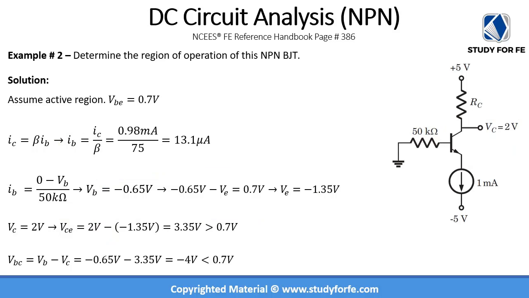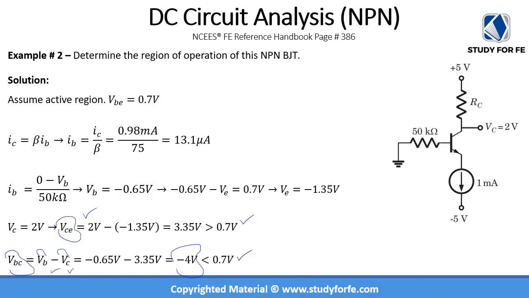In some textbooks, you will find this condition where they ask you to check whether it is operating in the active region or not. If VCE is greater than 0.7 volts, you're good. In the NCEES FE reference handbook, you have VBC. The VBC needs to be checked, and VBC has to be less than 0.7 volts. So VBC is equal to VB minus VC. We know VB, we know VC, and we find that it's minus 4 volts, which is less than 0.7 volts.